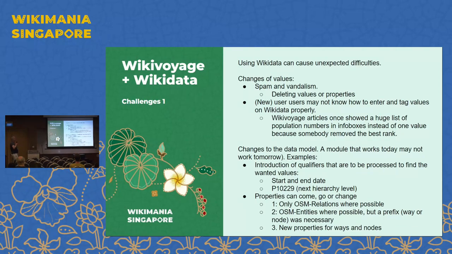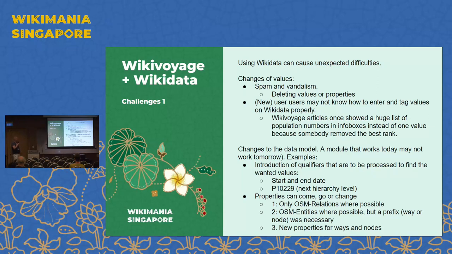Of course, there are some challenges that we faced in the past or still face. Of course, spam and vandalism, that's normal. People have to fix it. It can happen that values are deleted or changed, sometimes unintentionally, but I think the community and some bots can fix it. The second challenge is changes of data models. We used Wikidata from the beginning, so it can happen that you write a module that works today and tomorrow it doesn't work properly because the data model and the information change.